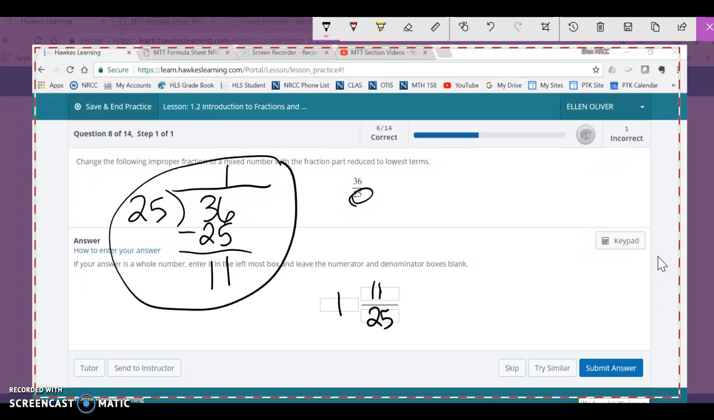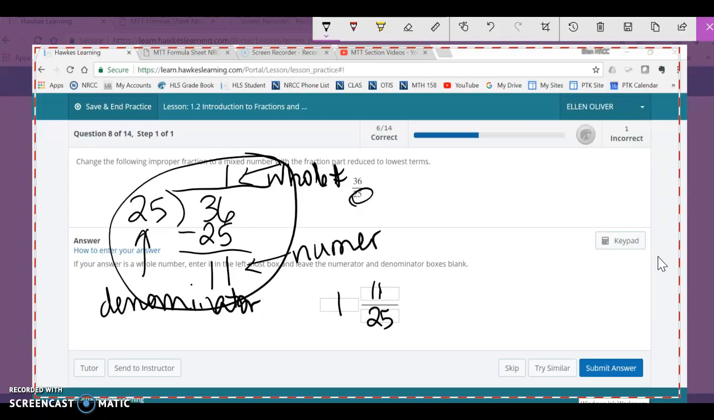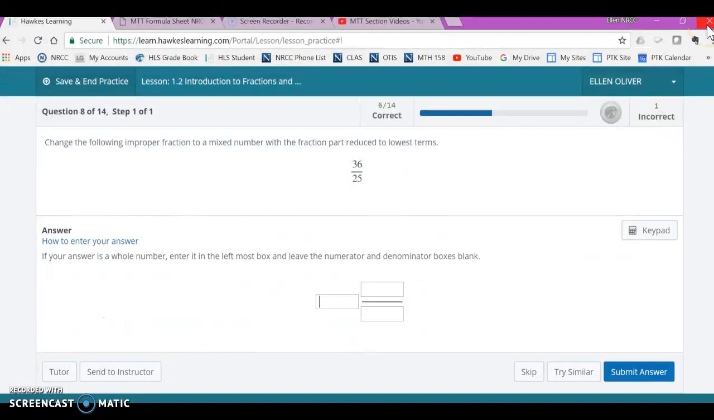So when you do your long division to write a number as a mixed number, this is your whole number. This is your denominator because that's what it was in the original fraction. And then this is your numerator. And then we do need to think about that fraction part and make sure we can't reduce it. And in this case, we cannot because 11 is prime and it does not go into 25. So 1 and 11/25 should be the answer to this one.